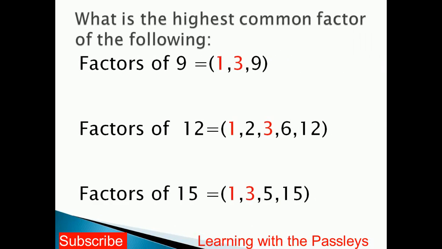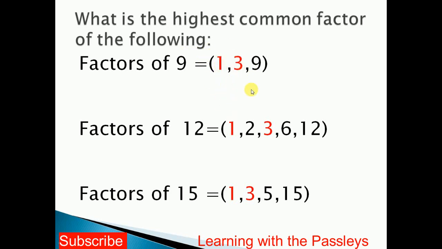Therefore, the problem is still not solved because we need to find the highest common factor for these three numbers, 9, 12 and 15. We still haven't found the highest common factor as yet. So now that we know the factors of these three numbers, we are going to see the common factors among these three numbers.